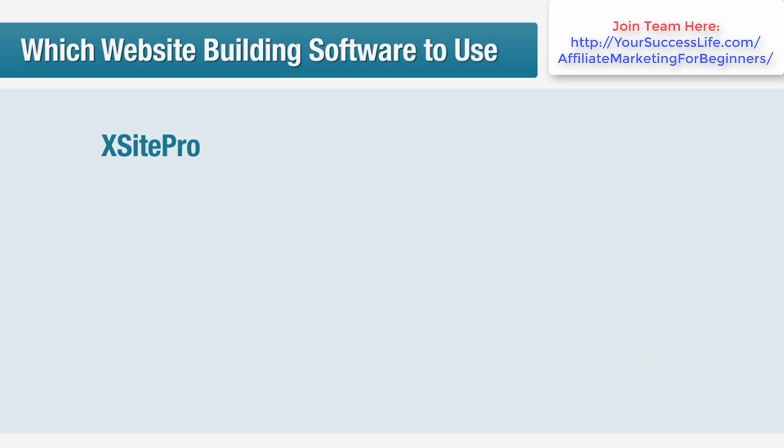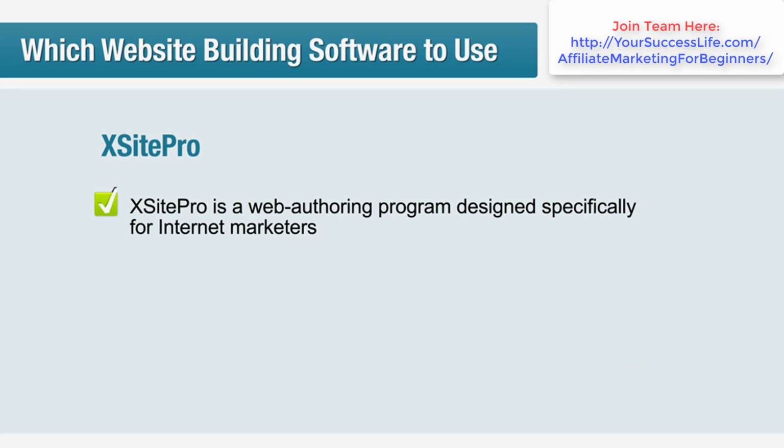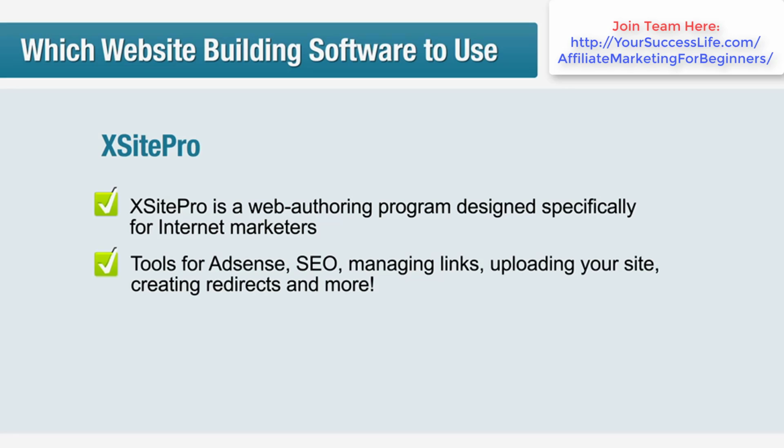XSitePro. XSitePro is a web authoring program designed specifically for internet marketers. It is designed to greatly streamline the website production process by sticking to the functions and layouts that internet marketers need and use most often. XSitePro provides utilities and functionality for setting up AdSense, doing your SEO, managing links, uploading your website, creating redirects, updating navigational pages, and even creating pop-ups. Basically, all the dirty work.